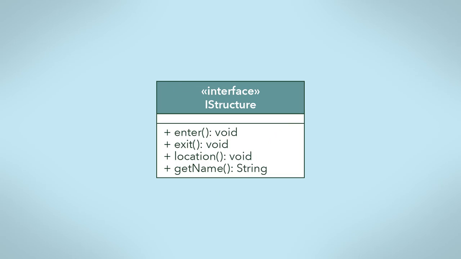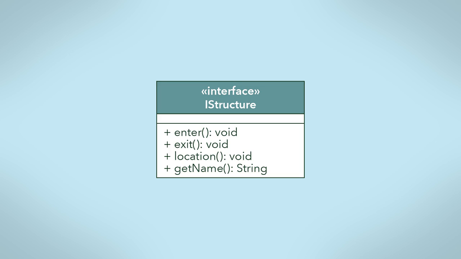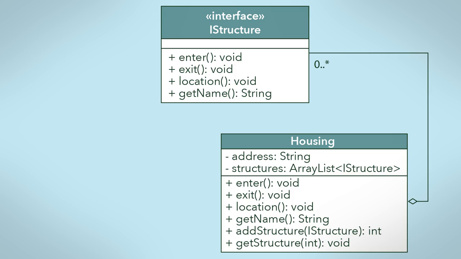We will use the earlier example of how buildings are composed of generic housing structures. This structure is considered the component interface. It can be used to describe a building, a floor, or a room, despite each of these being unique types of objects. The housing class is the composite class. A housing is a type of structure which could also contain other structures. This means that a housing object could contain other housing objects.